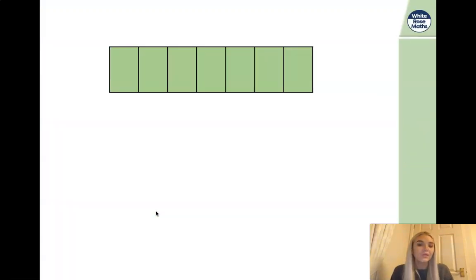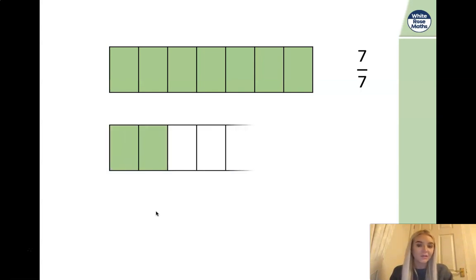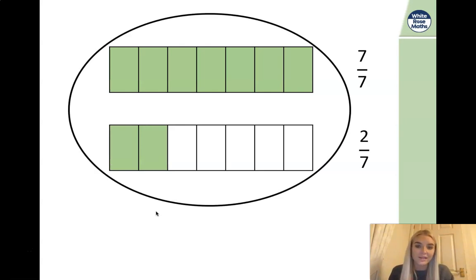Now, here we have a bar. Now this bar shows me 7/7. I have one whole, it's been split into 7 and each part is worth 1/7, but because I've shaded it all in green, it's now worth 7/7. Now if I had another bar, how many sevenths is this bar worth? That's right, 2/7. So altogether, how many sevenths do we have? That's right, we have 9/7 altogether.